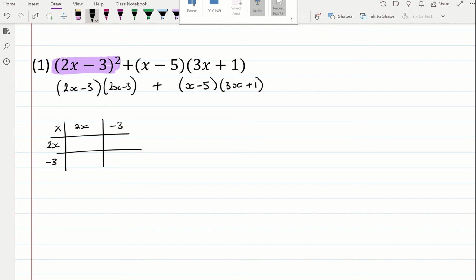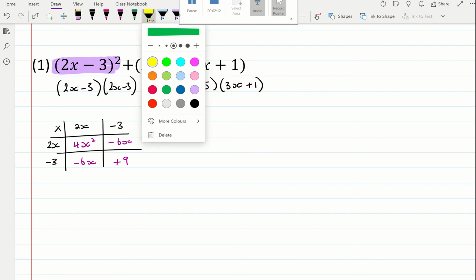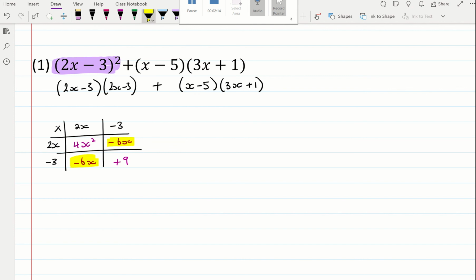So that's 2x minus 3, that's the first bracket, and 2x minus 3, that's the second bracket. Multiplying 2x by 2x, I get 4x squared. 2x times negative 3 is negative 6x. 2x again times negative 3, negative 6x. Negative 3 times negative 3 is plus 9. And then I am going to simplify, and I'm going to do that by collecting like terms. So my final answer here is 4x squared, minus 6 minus 6 is minus 12x.